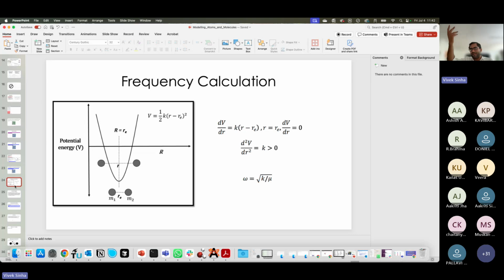If you think in terms of energy, when you have not stretched it, when it's at this equilibrium distance, then it's at the bottom of this minima.